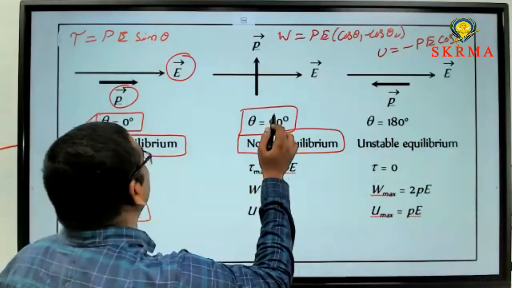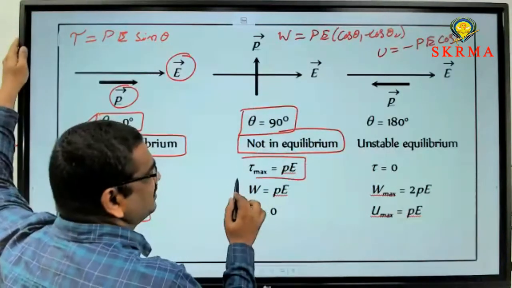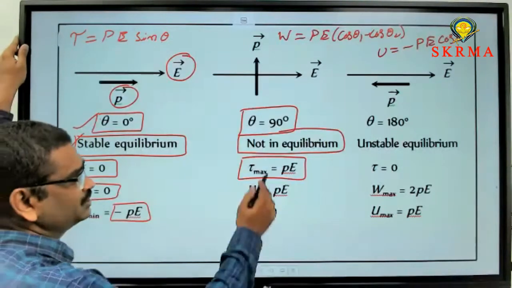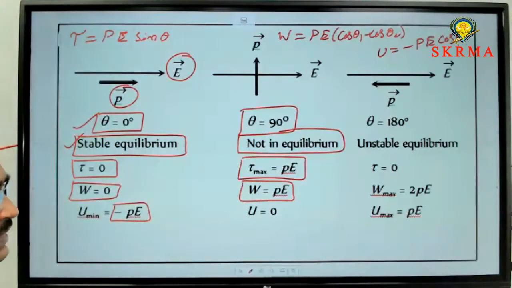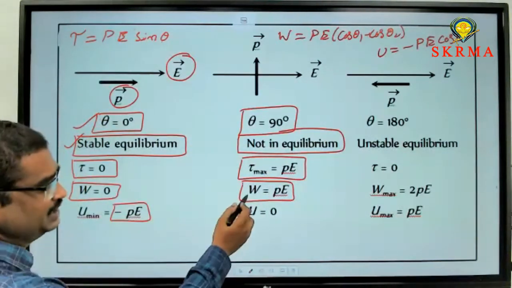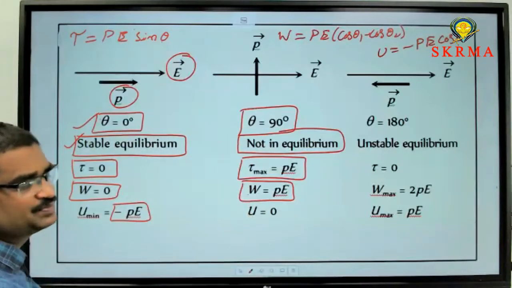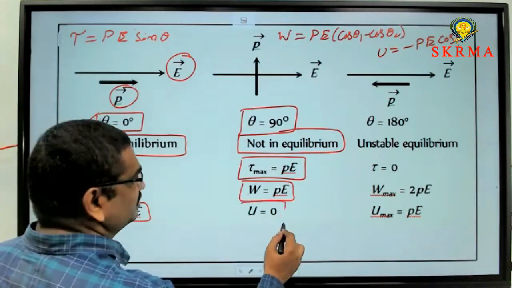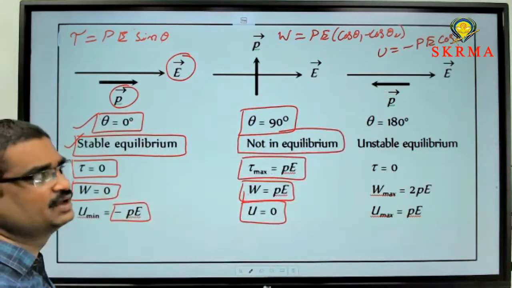Next, if you substitute theta equal to 90 in this equation, then torque is maximum and equal to PE. Now if you substitute theta equal to 90, then work done equals PE only. So the work done to rotate from 0 degrees to 90 degrees is PE. Next one, potential energy. If you substitute 90 degrees in this one, then you get potential energy as 0.